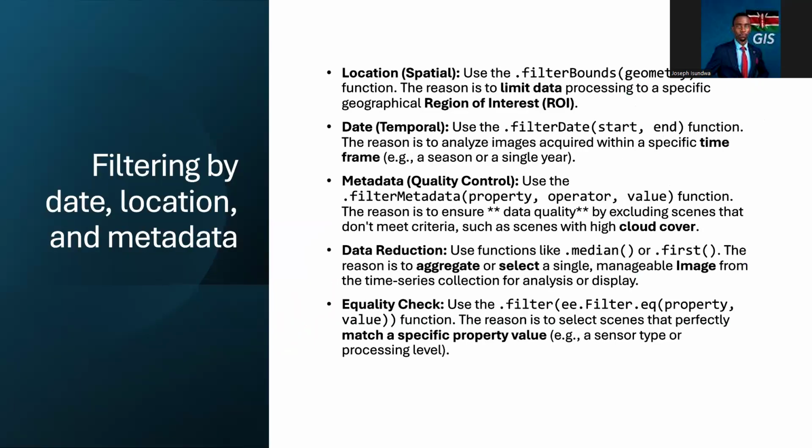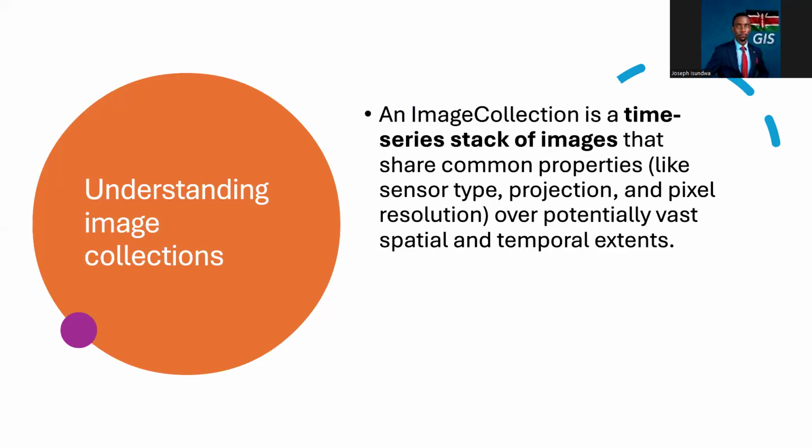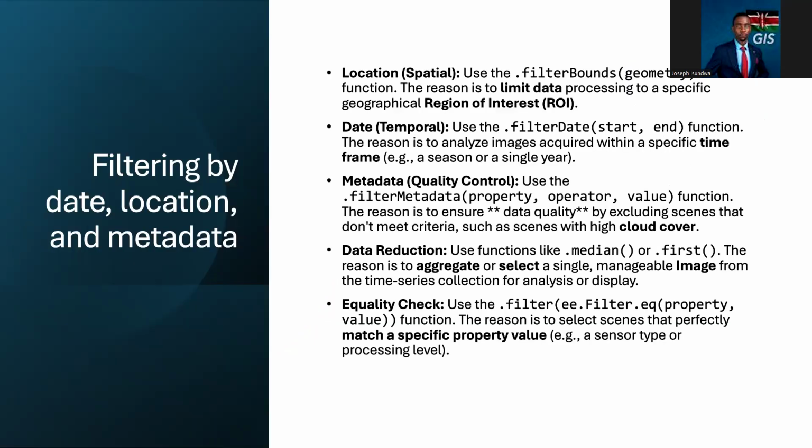So we can understand how we can work with image collections in the following ways. We can filter by date and location, and also by the metadata. Filtering by location simply is specifying our bounds, where we use the dot filterBounds, which takes the geometry, right? We can have geometry in various ways. You can have an imported geometry, or we can just use custom geometry.